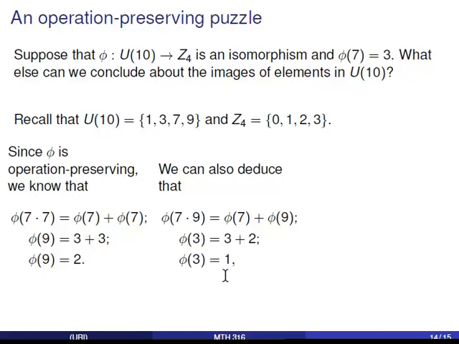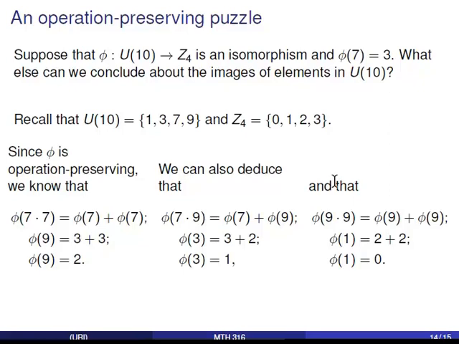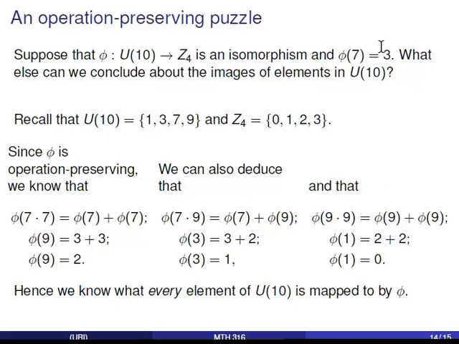Now, at this point, you can probably guess what phi of 1 will be, but we can also verify it using this operation preserving property. If we put 9 together with 9, we'll get 1 on the left-hand side, phi of 1, and because phi of 9 is equal to 2, on the right-hand side, we end up concluding that phi of 1 is equal to 0. All right, so we are able to take this little bit of information and show what every element of U of 10 is mapped to by phi. The operation preserving property packs a punch. It gives you a lot more information than you might think it does in the beginning.